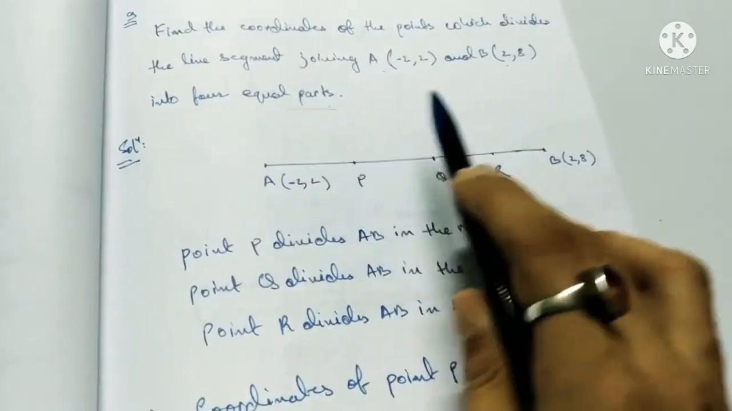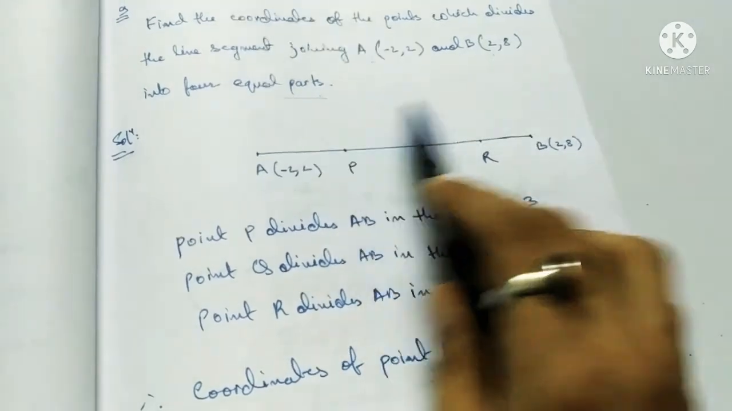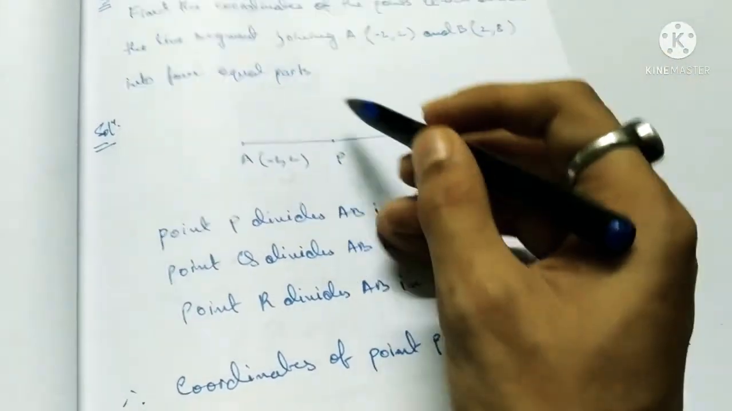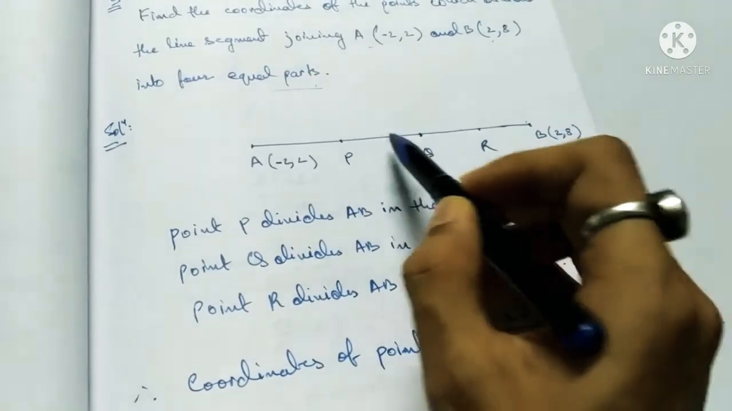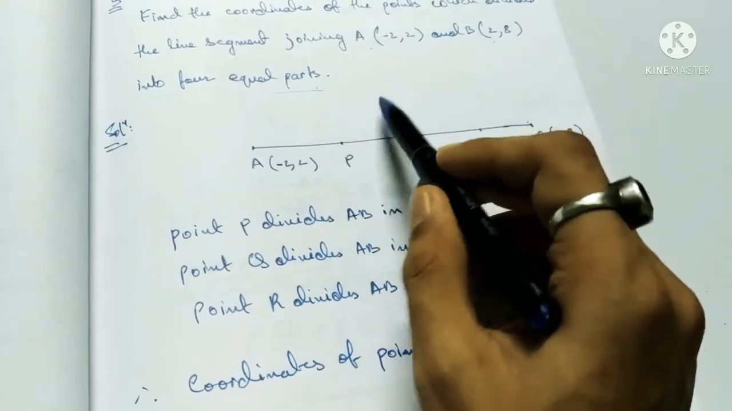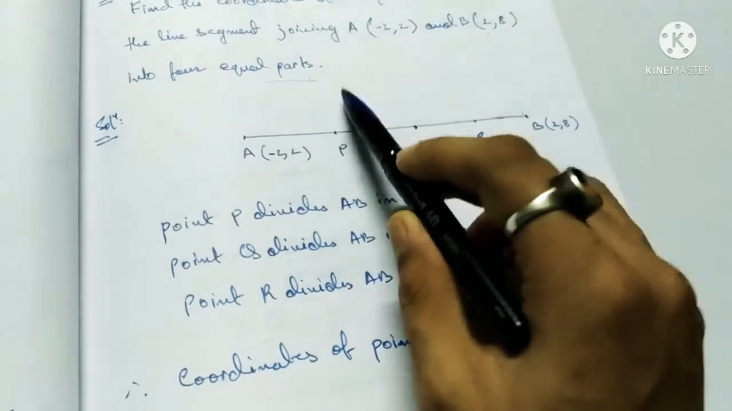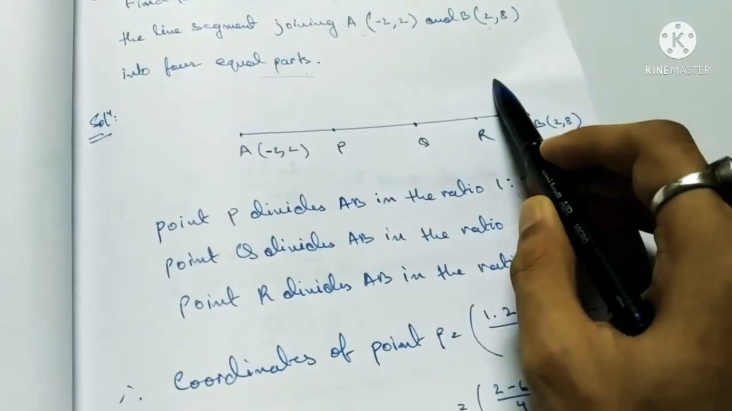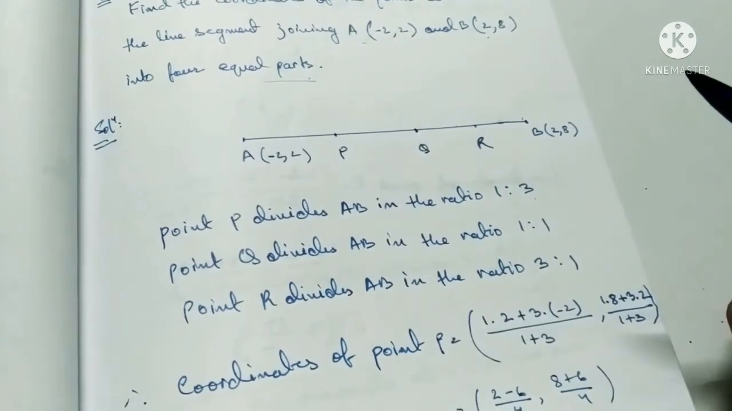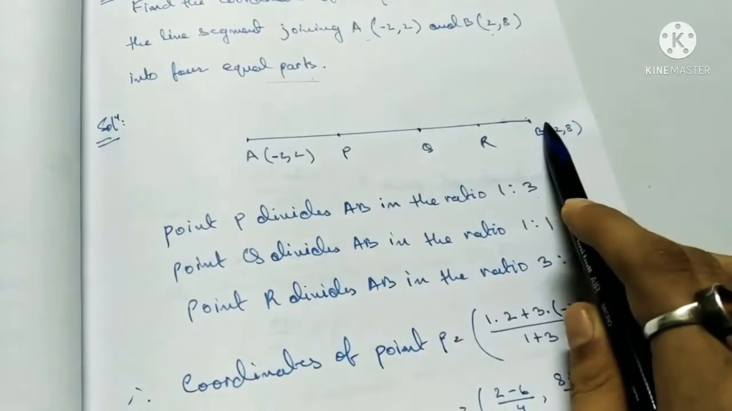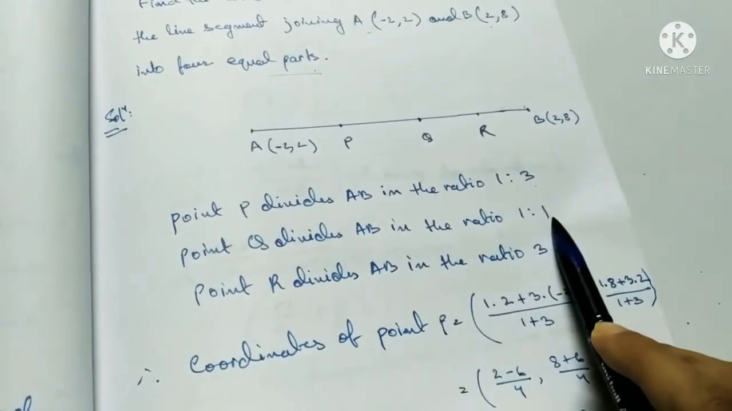So 1:3. Q divides AB in the ratio 1:1 because you see, that means what? Q divides AB into 2:2, yes or no? This one also 1 plus 1 is 2 and this one also 1 plus 1 is 2, 2:2. That means 2:2 means what? 2 by 2, cancel, then ultimately 1:1 only I will get. That is, Q is the midpoint of AB. Understand? So therefore Q divides AB in the ratio 1:1.